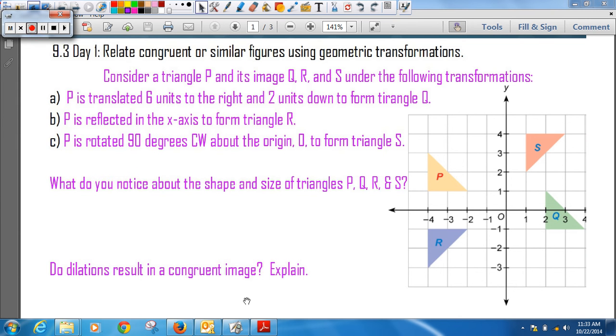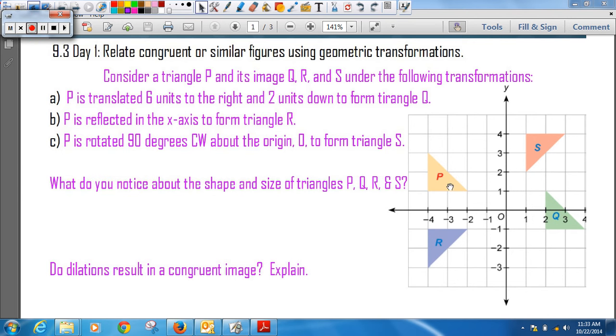Today we are going to relate congruent and similar figures using our geometric transformations from last chapter. So on this first example it says consider triangle P, Q, R, and S under the following transformations. P is translated 6 units to the right and 2 units down for triangle Q. P is reflected in the x-axis, so over the x-axis, to form triangle R.